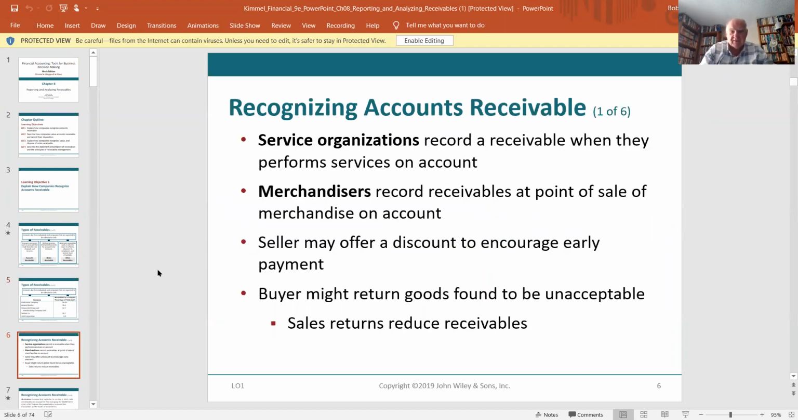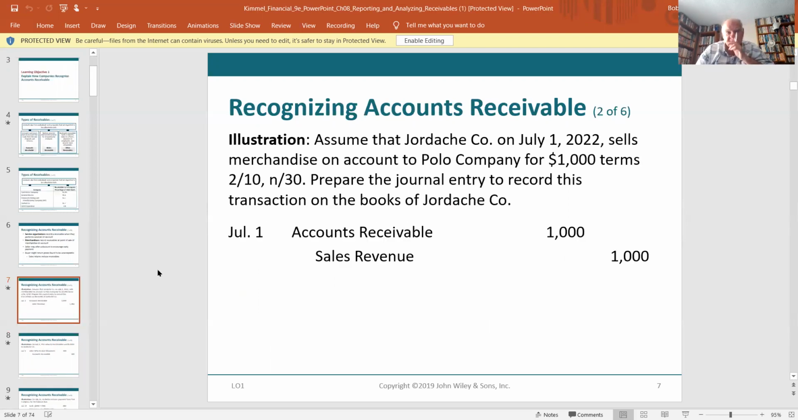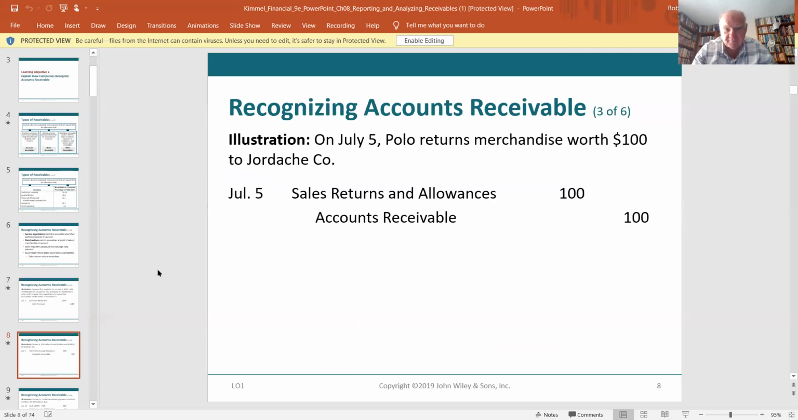Recognizing accounts receivable. You recognize a receivable when you perform the service on account, and we know that already. Merchandisers record receivables at the point of sale of merchandise on account. The seller may offer a discount to encourage early payment, and the buyer may return goods found to be no good. Sales returns reduce receivables. Assuming Jordache sells some merchandise for $1,000, there's our simple journal entry. Debit to receivables, credit to sales revenue.